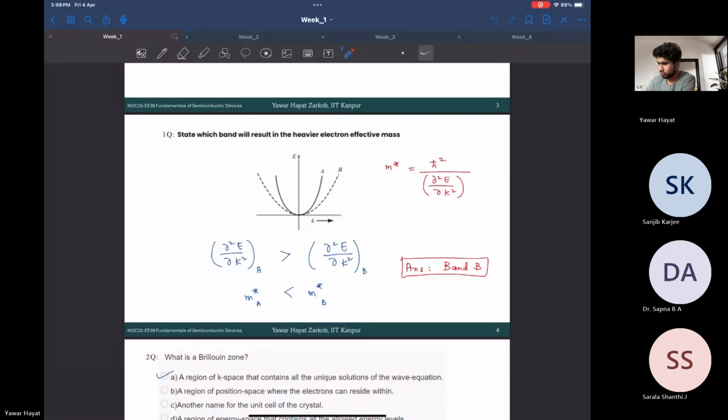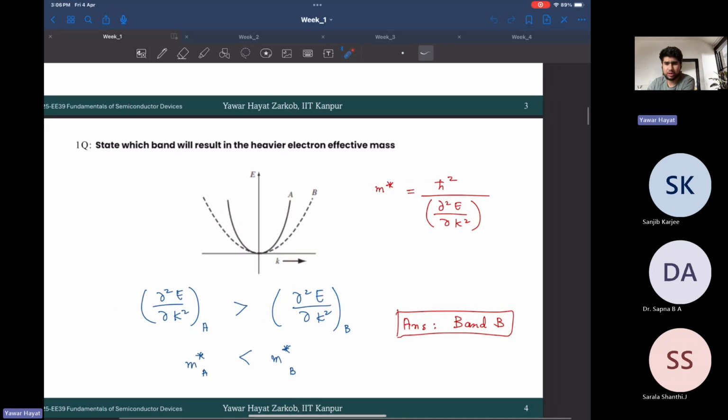So how did we proceed on this one? We use this formula, right? Your effective mass is inversely proportional to the curvature and is given by this particular formula: h bar squared by d squared E by dk squared. This is the curvature, okay? The second derivative of E with respect to k is called the curvature of the E-k plot. What is this h bar? H bar is your reduced Planck's constant, which is defined as h bar equals h by 2 pi.